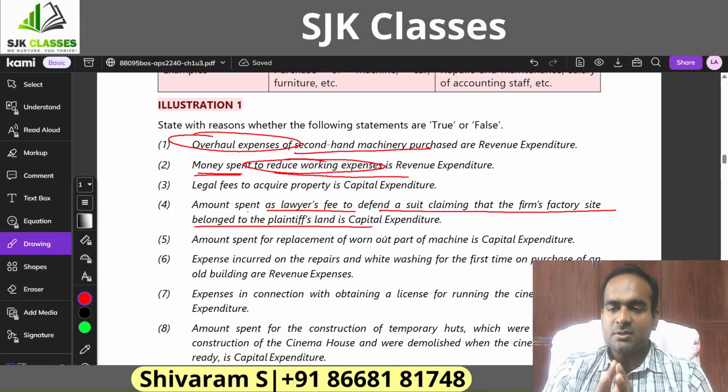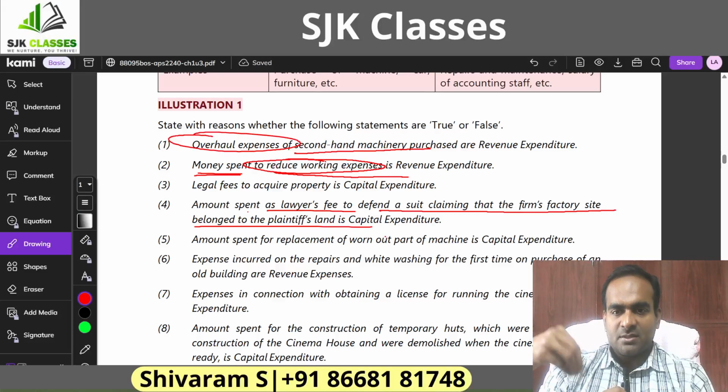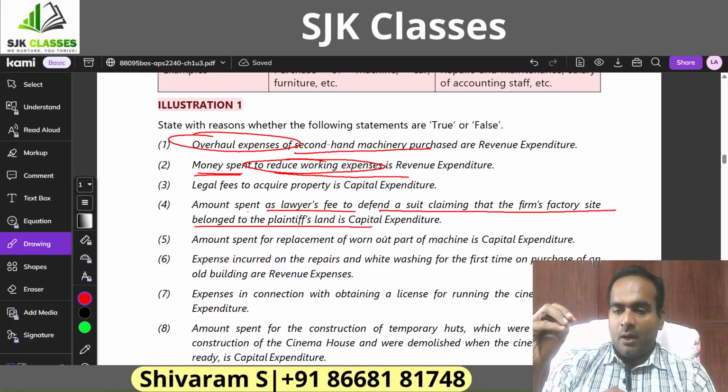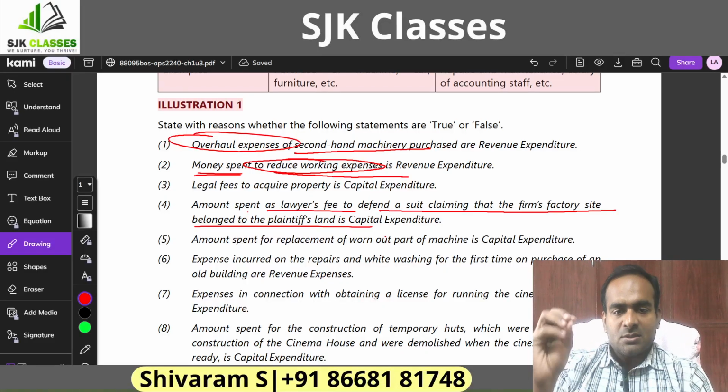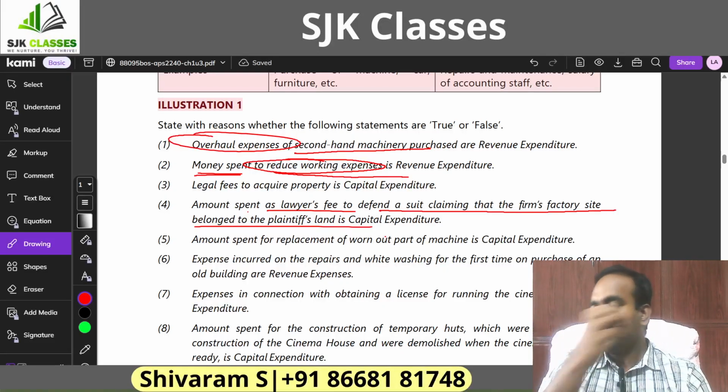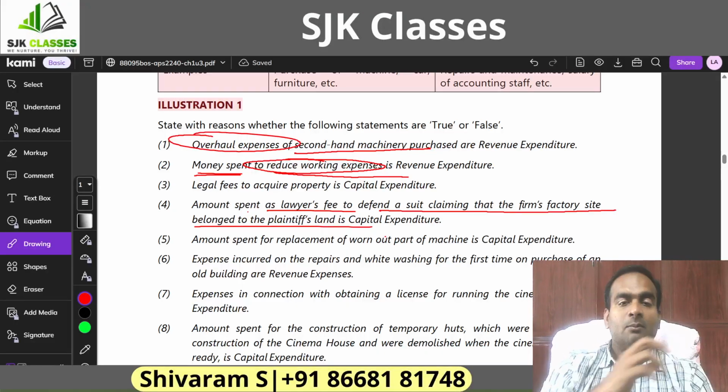I repeat, the question is someone has filed a case against us saying that we have built a factory in their premises. Plaintiff means the person who has filed a case against us, we will call them as plaintiff. So for contesting this case, I have appointed a lawyer and I'm paying fees for them. Now, this lawyer's fees is a capital or revenue expenditure. That's a question. Now, how to think about it? The same story. Is there any long-term benefit because of this lawyer's fee? Answer is no.